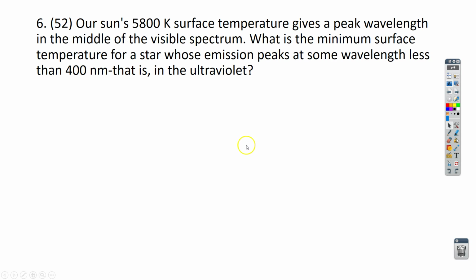For the next problem, this is number 6. Our sun has a surface temperature about 5800 Kelvin, and that gives us a peak wavelength in the middle of the visible spectrum. So let's say we go to a different star, and we want to find out if it has a 400 nanometer average wavelength. We want to know, which is in ultraviolet, what is the temperature then for that star. So temperature again is equal to 2.9 times 10 to the 6th nanometers times Kelvin all over that peak wavelength.